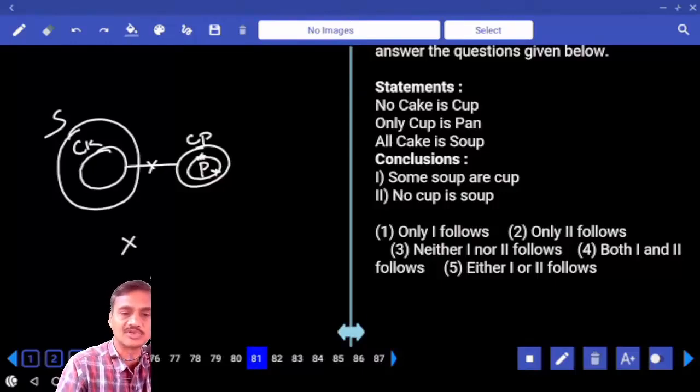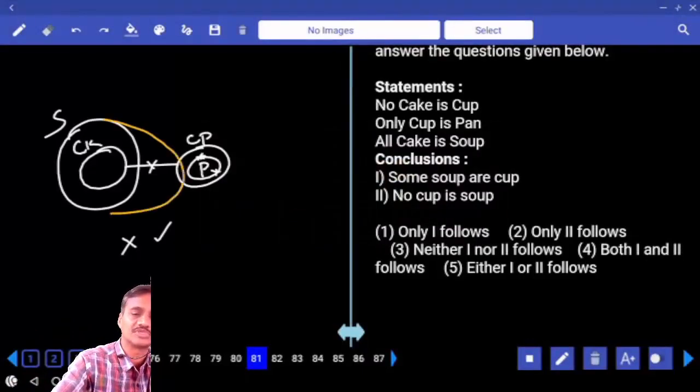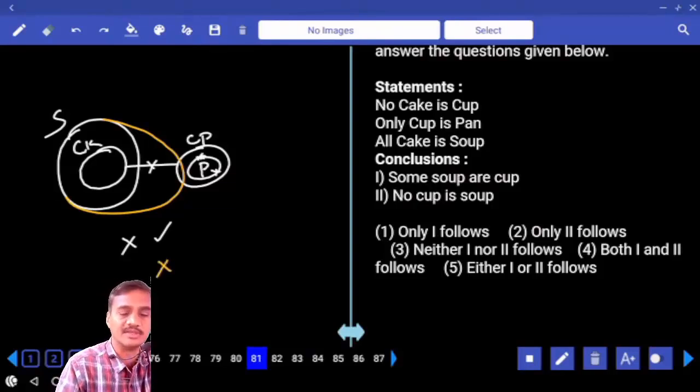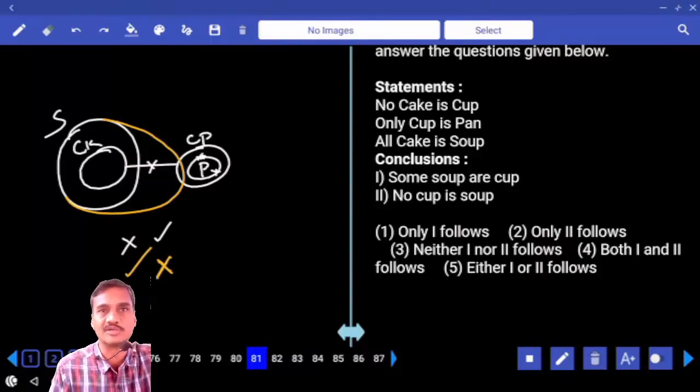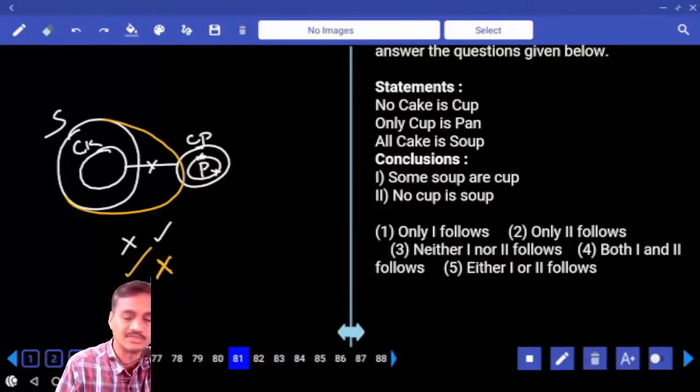And no soup is a cup is true. As no soup is a cup is true, to make this one false, then we need to draw some soups are cups. So let's draw it. Some soups are cups is true. Hence, no soup is a cup is false. Some soups are cups is true. Hence, what is your answer? Either 1 or 2. Either 1 or 2, choice 5, question number 81.